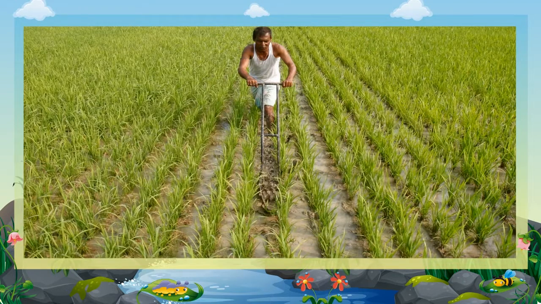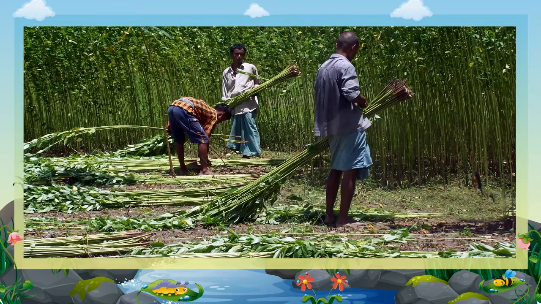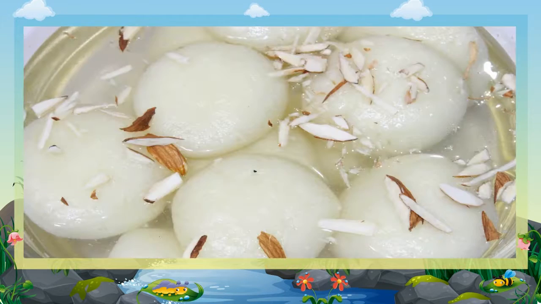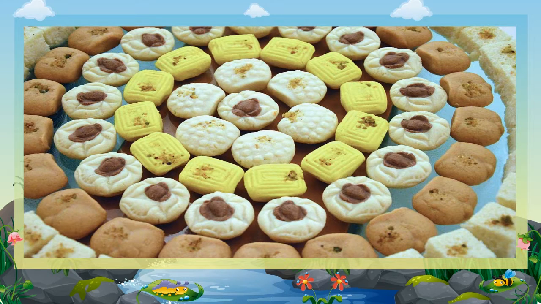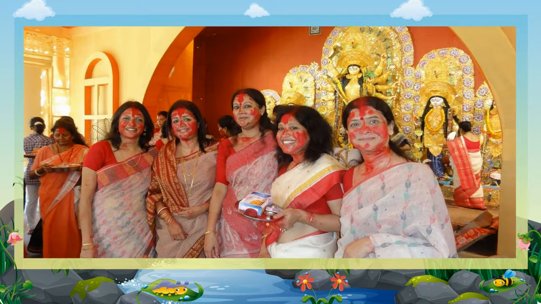The main occupation of Bengali people are farming and fishing. The farmers grow rice and jute. The Bengalis are fond of eating rice and fish. They speak Bengali. Rasgulla and Sandesh are favorite sweet dishes of Bengali. Bengali women wear colorful cotton sari and blouse. Men wear dhoti and kurta. The Bengali people celebrate Durga Puja with great devotion and fervor.